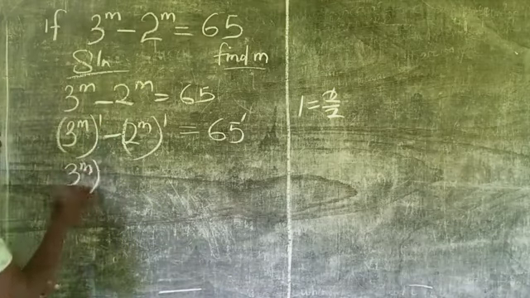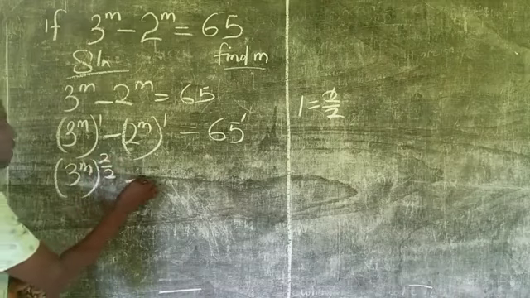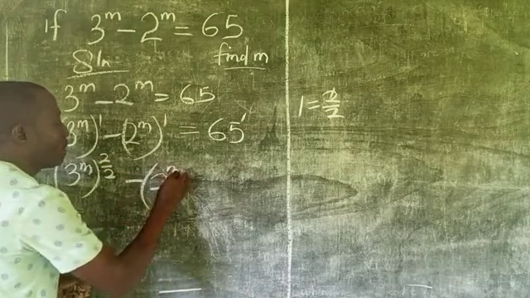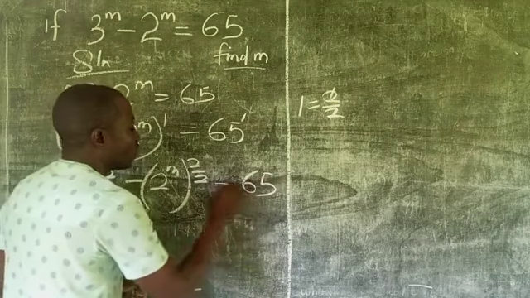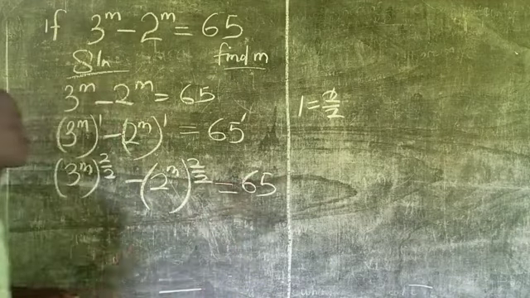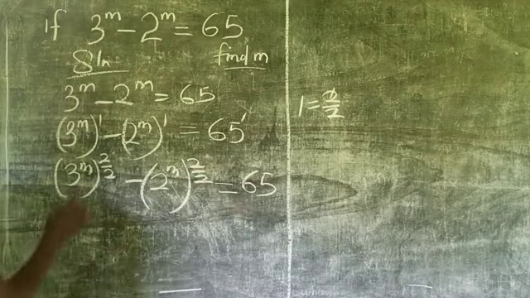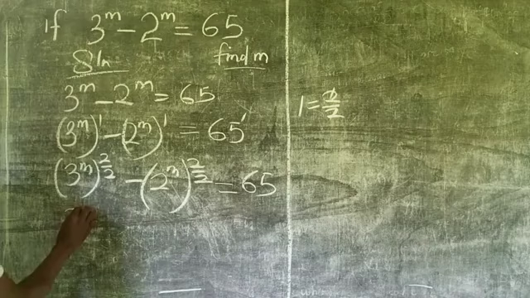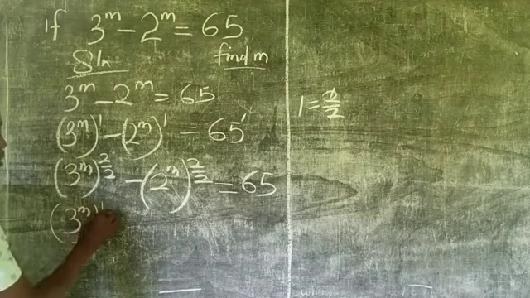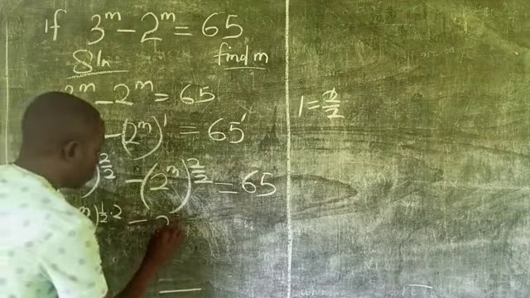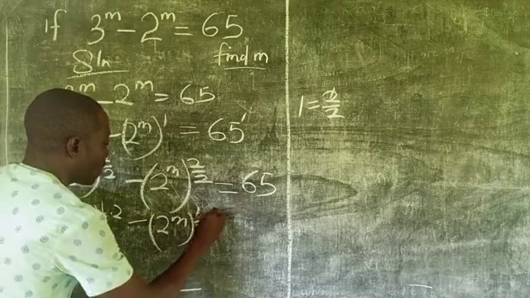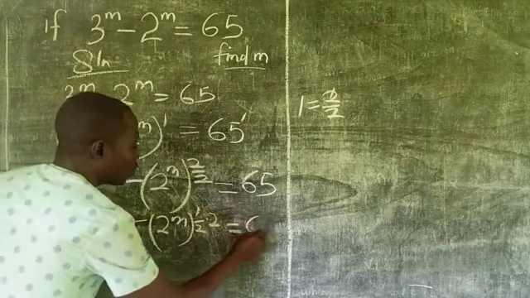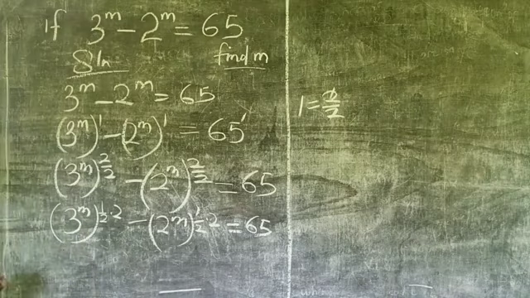3 raised to power n raised to power 2 over 2 minus 2 raised to power n raised to power 2 over 2 equals 65. Allow 65 to be so. But I can also rewrite this to be 3 raised to power n times 1 over 2 times 2, this is correct, minus 2 raised to power n times 1 over 2 times 2 equal to 65. This is also very correct.